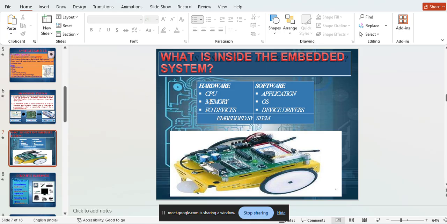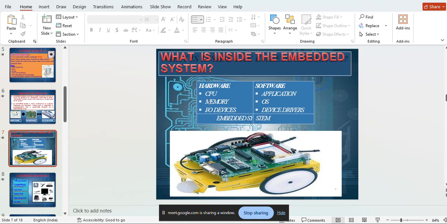When it comes to the software, there are the applications. For the Arduino Uno, you are using the software called Arduino IDE. This is the software used to program the microcontroller. Then there is the OS. As you can see in your laptops, there are various OS systems, like Windows and Linux, which you call operating systems.